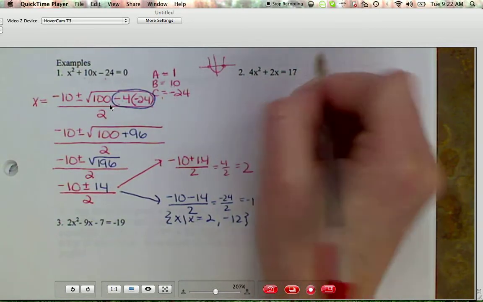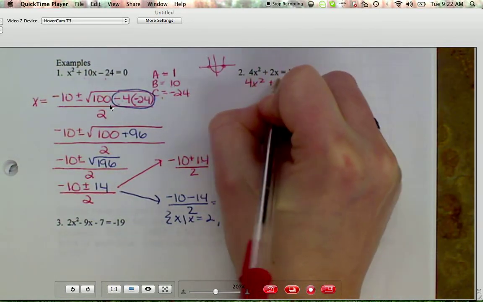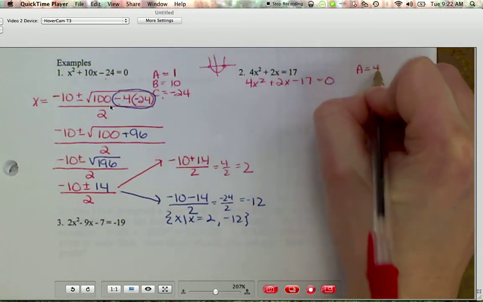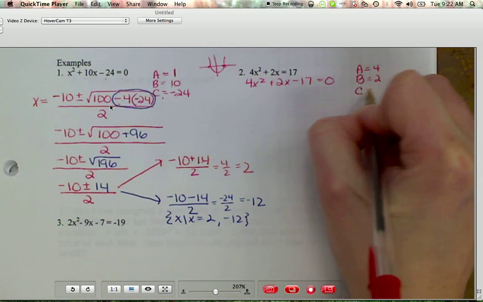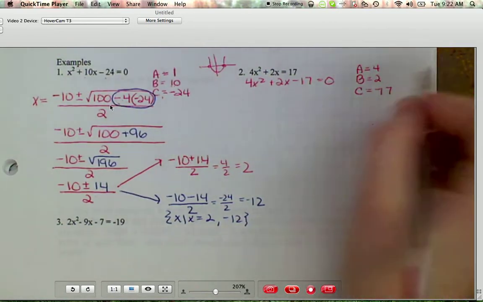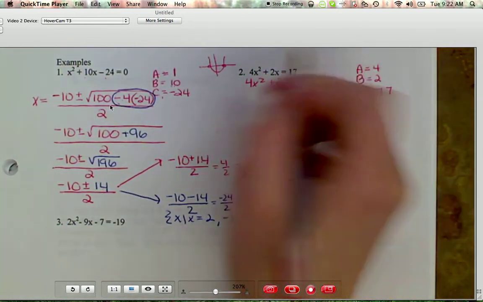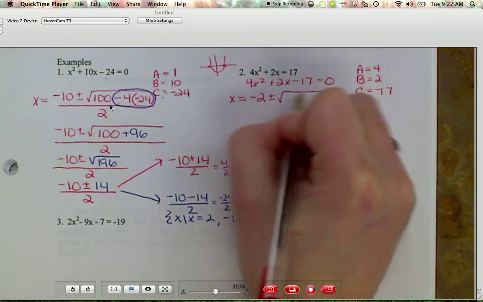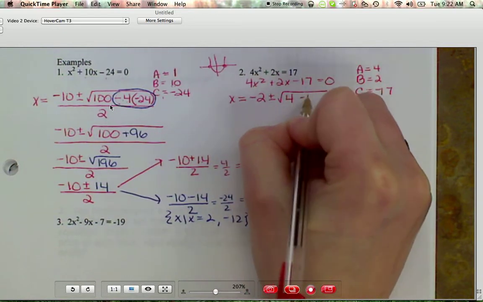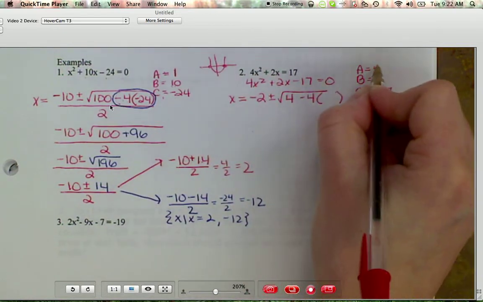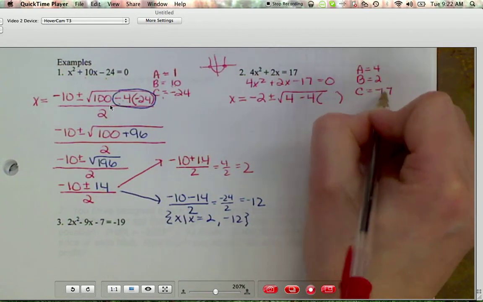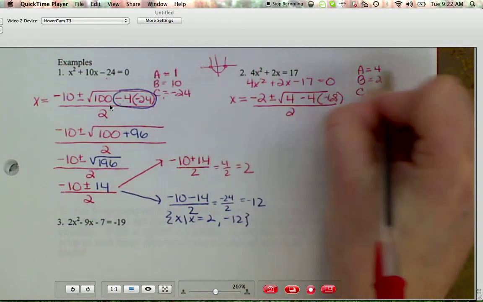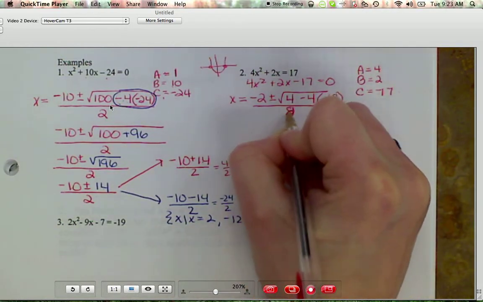Now this one is not equal to 0, so we need to get it equal to 0 first by subtracting 17. Identify your A, your B, and your C. And now we can start plugging this in. I'll write a little smaller. X equals -b plus or minus the square root b squared minus 4ac. 4 times a, or -17 is -68. All over 2a, oops, and 2 times 4 will actually give us 8.